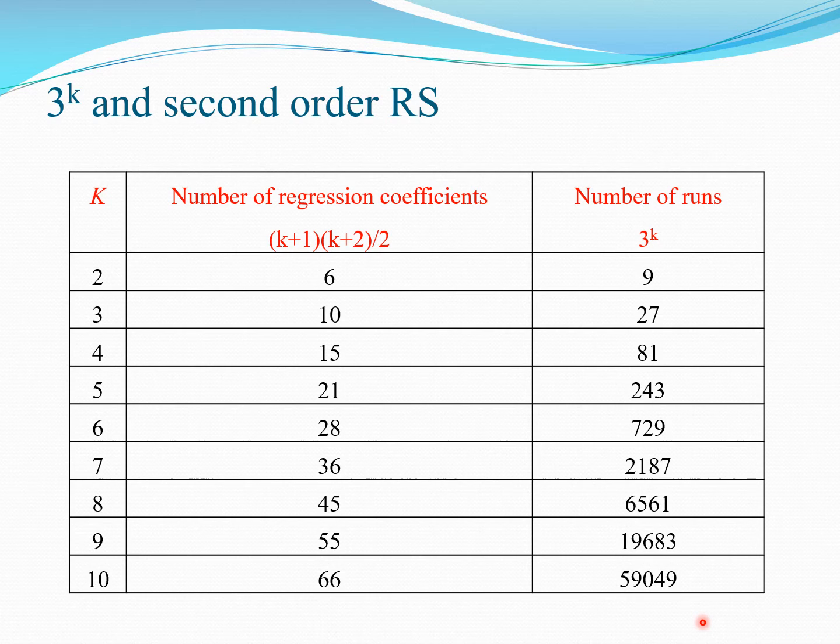Now this of course may be a problem in some situations. It's quite difficult to consider this kind of a design when you have a very large number of design variables. But if you have a lower number of design variables, like something like 4, it's certainly feasible to use the 3K design.